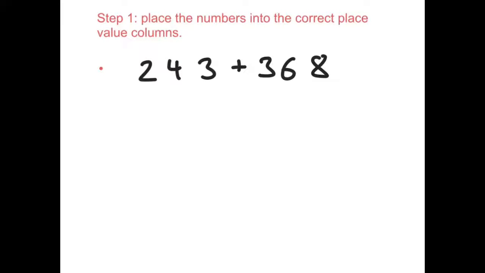Welcome to the abstract or the number method of using column addition. Step 1. Place the numbers into the correct place value columns. So here we've got 243 add 368.